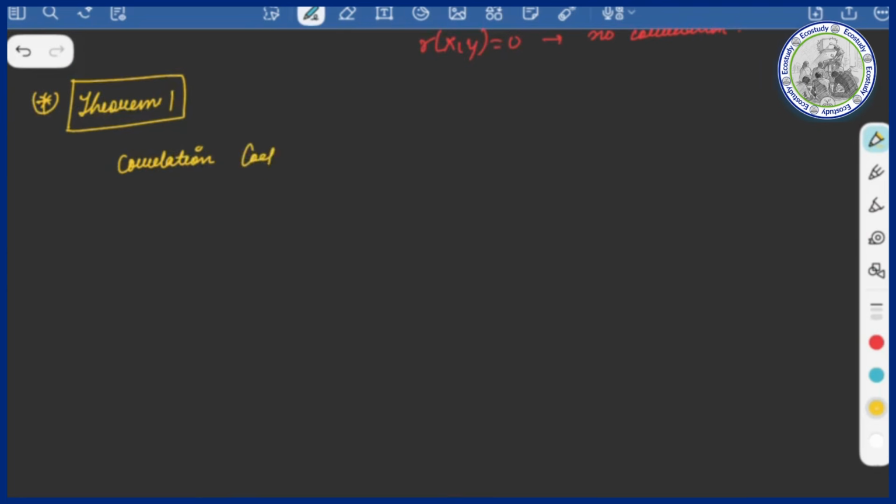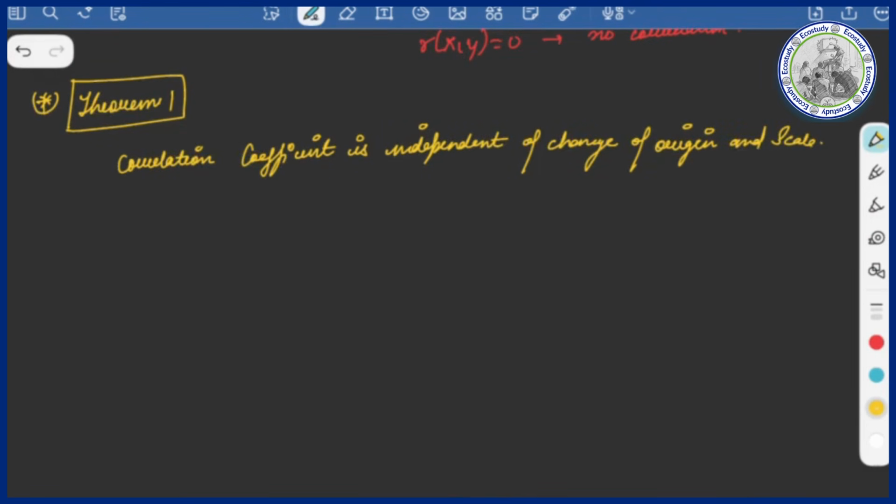Correlation coefficient is independent of change of origin and scale. Okay, what does it mean? If you change the origin and scale, the correlation coefficient is the same. Okay, now we have one corollary.